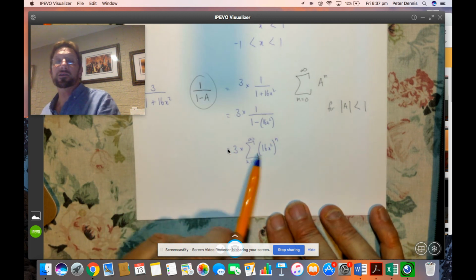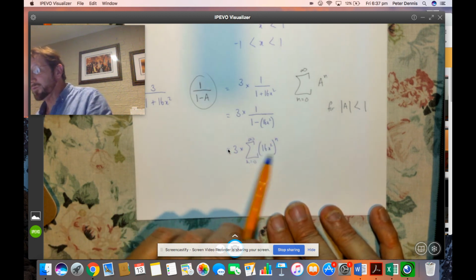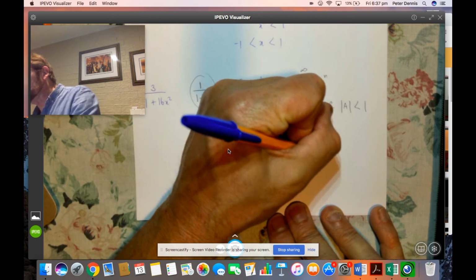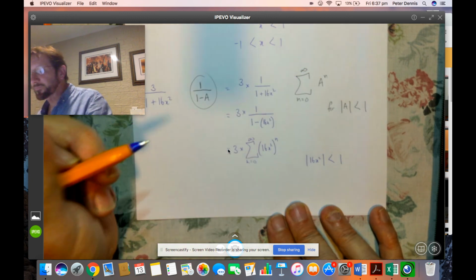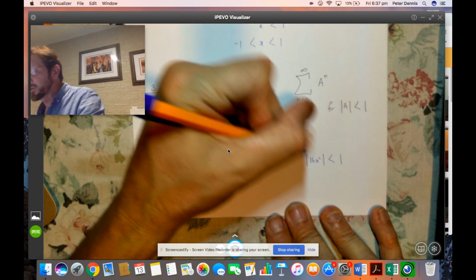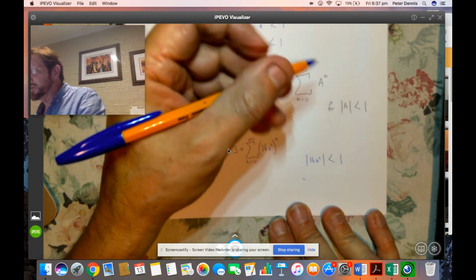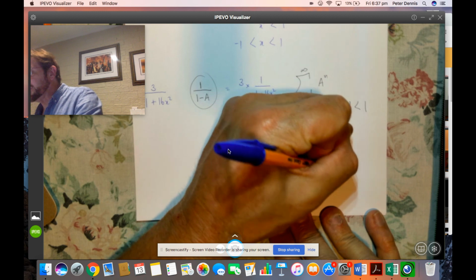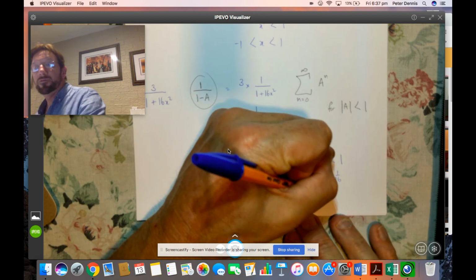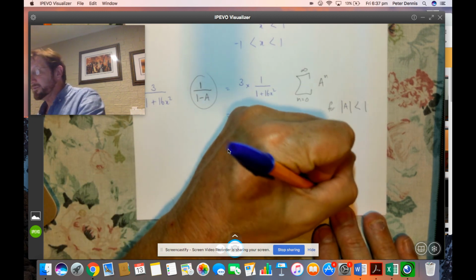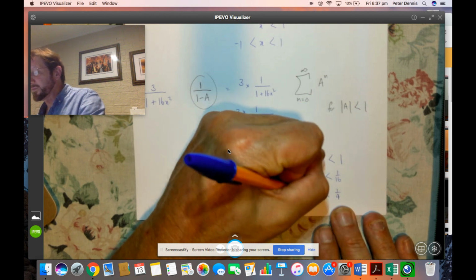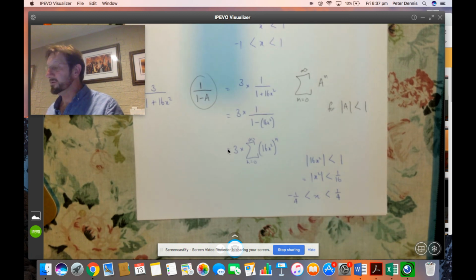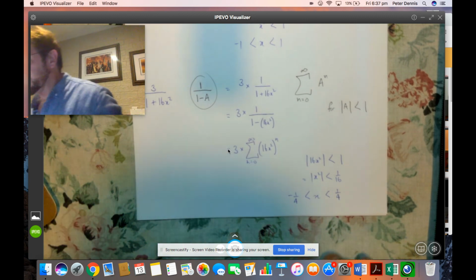What is our radius of convergence, or what values does this work for? Remember, the absolute value of 16x squared must be less than 1. So the absolute value of x squared is less than 1/16. Therefore, x is less than a quarter and greater than minus a quarter. And that is pretty much how we do it.